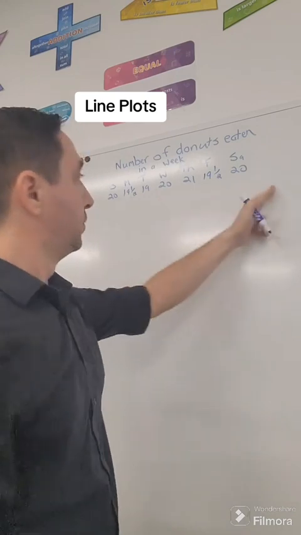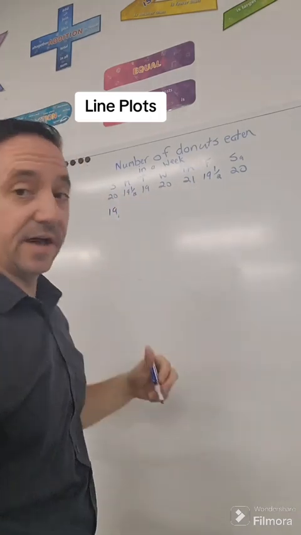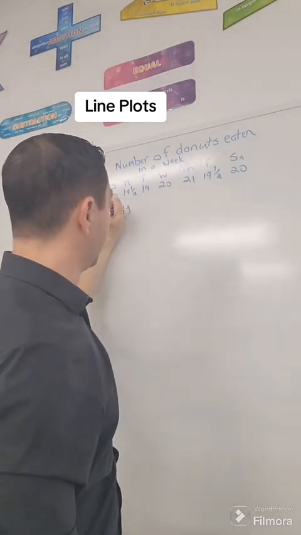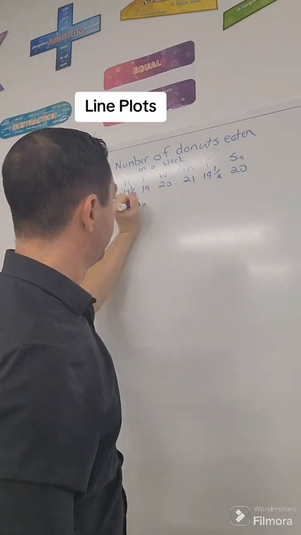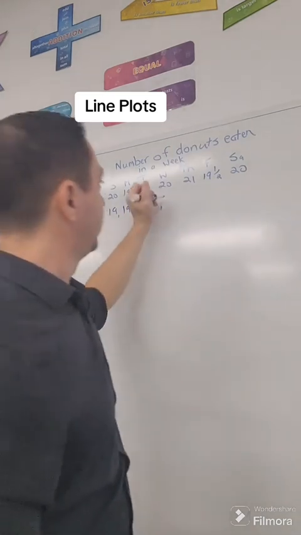So I'm going to start with my lowest number, which is a 19. And then I see I've got 19 and a half 2 days. Wonder what happened there, why you couldn't finish the other half of that donut. Then I've got 1, 2, 3 20s.